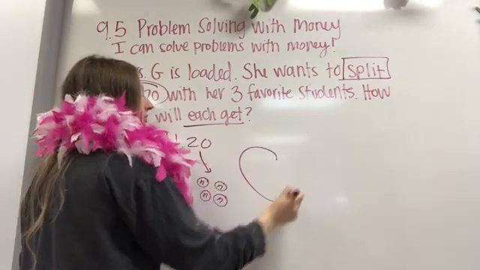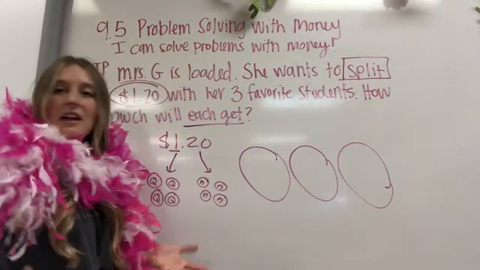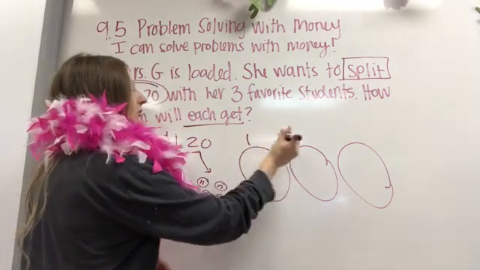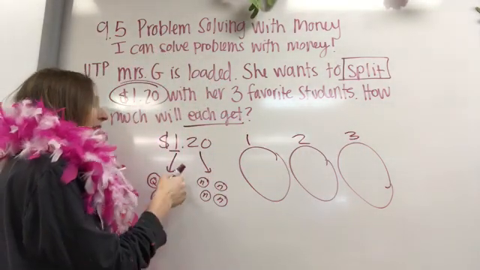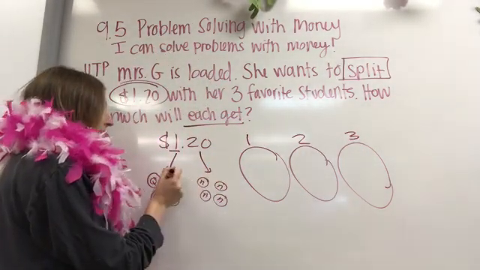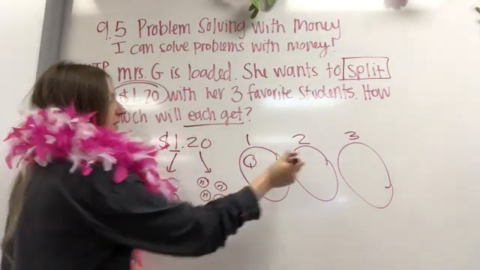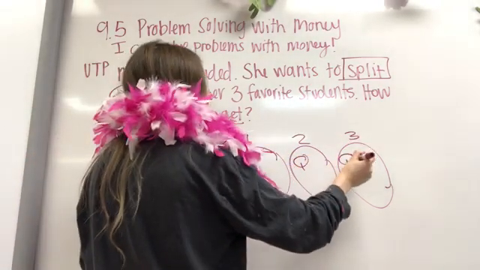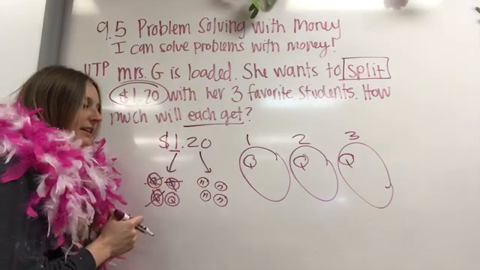I like to do circles and draw lots of pictures. Today, it's all about drawing pictures. So if you like drawing pictures, fabulous. So this is my favorite student, number 1, number 2, and number 3. All right, let's split up these quarters. So student number 1 gets 1 quarter. Student number 2 gets a quarter. And student number 3 also gets a quarter. I'm still left with 1 quarter, but I can't split it evenly, right?